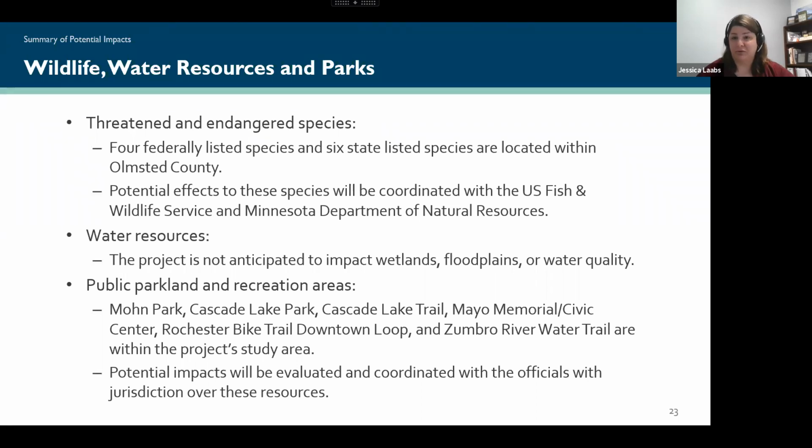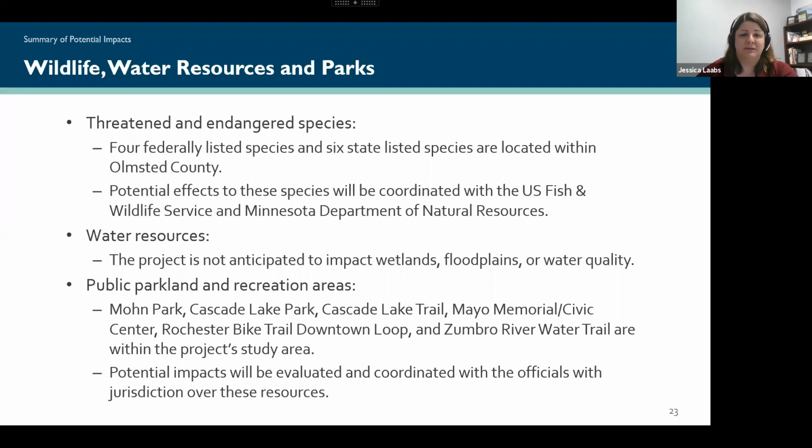And I can tell you that peregrine falcons do sometimes exist in urban areas. They like to nest on tall buildings sometimes. So we will be seeing if any of that activity exists in our project area. And if so, there will be mitigation measures that we'll need to follow. For water resources, as you might expect in an urban environment, we're not anticipated to impact wetlands, floodplains, or water quality.